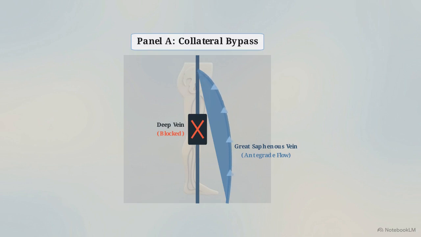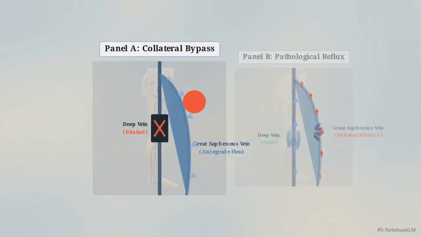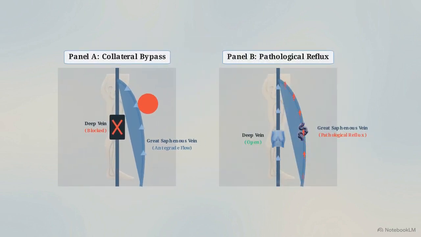As shown in Panel A, if the GSV shows predominantly antegrade or upward flow, it is acting as a critical collateral bypass for a deep obstruction. In this scenario, ablation is contraindicated and potentially catastrophic for the limb. Conversely, Panel B shows retrograde flow greater than 500 milliseconds upon augmentation. This confirms the vein is a source of hypertension rather than a bypass, making it appropriate for ablation.